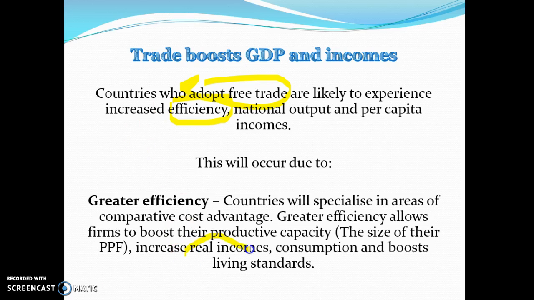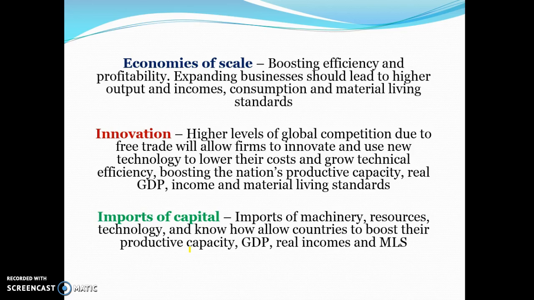That leads to increased real incomes because we have that advantage in that area. It creates jobs, it creates production, and that will help to boost consumption and living standards. So reason one it boosts GDP and incomes is greater efficiency via specialisation and trading to a larger market. Two, economies of scale, again, make us more efficient. Businesses are able to expand, which should lead to higher output and incomes.